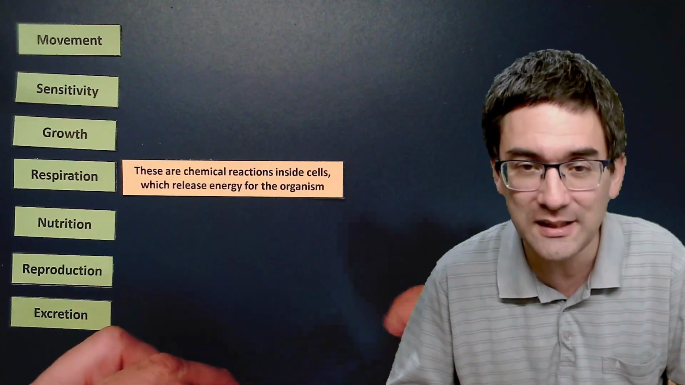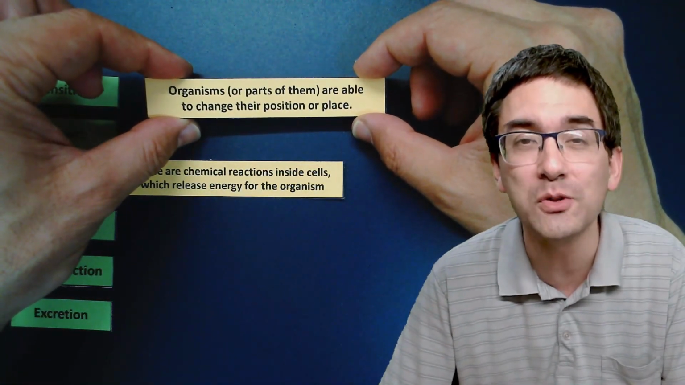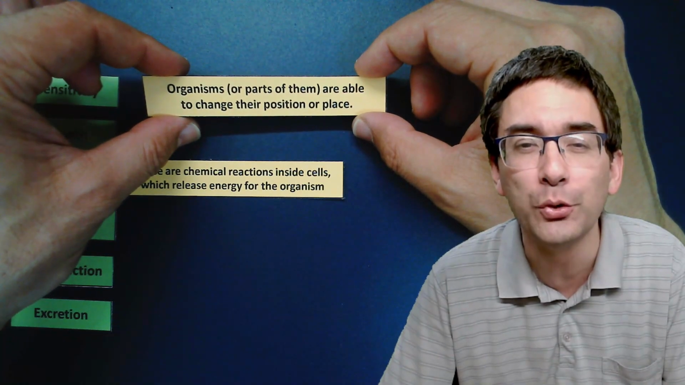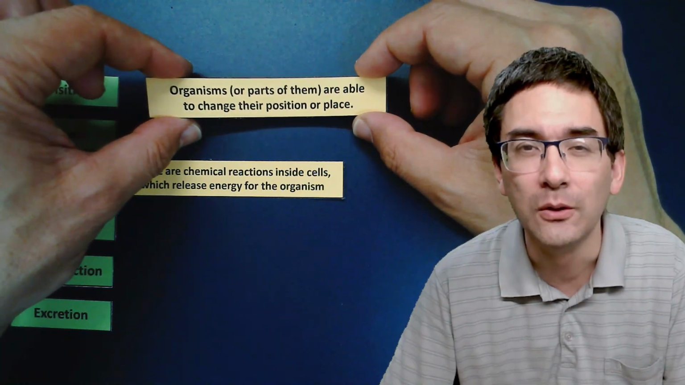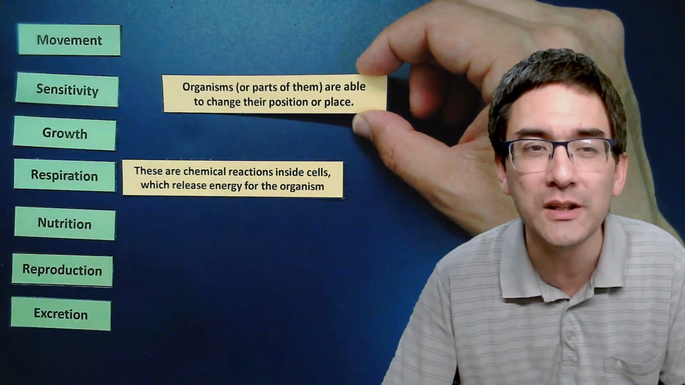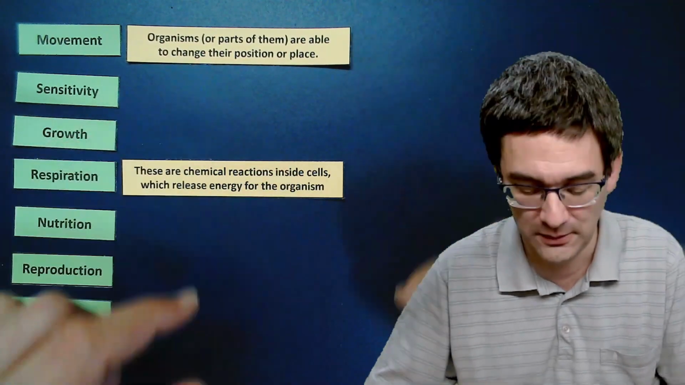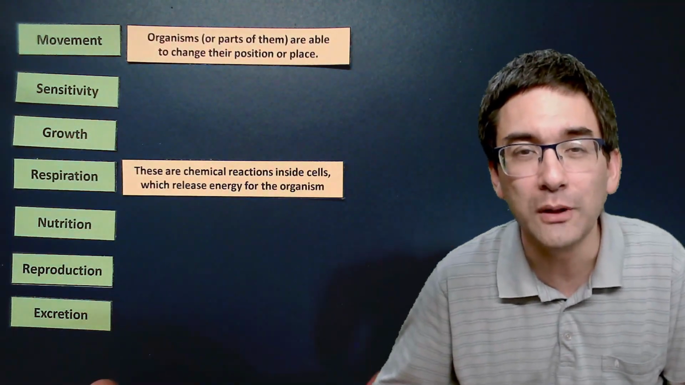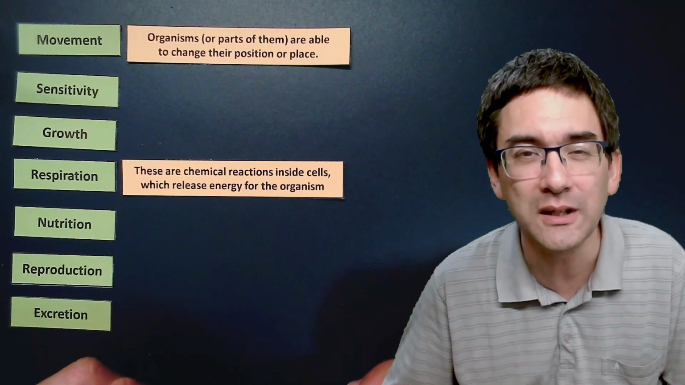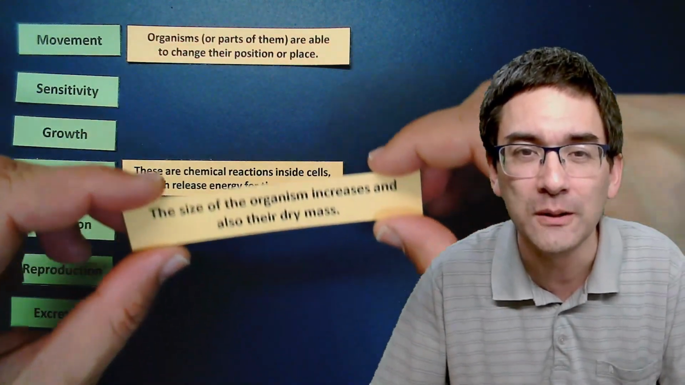Now let's have a look at the next one. Organisms or parts of the organisms are able to change their position or place. Okay, that is also relatively easy. If you're able to change your position, then you're able to move, and that is movement. You might be a little bit surprised, because those definitions sound kind of scientific, but that's the whole point here. We have to get used to the scientific language a little bit.